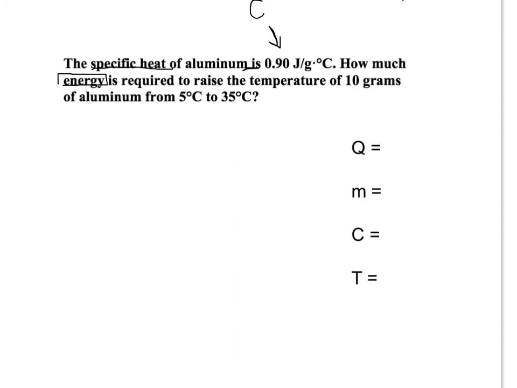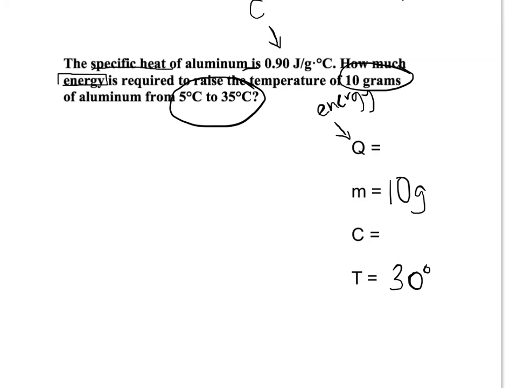And I know that Q means heat, but it also means energy. So I know that that's my energy. I see this, and I know that that's grams. So that's my mass. And I know that this is a change in temperature. So 35 minus 5 is 30 degrees Celsius. And my specific heat was already given to me, so I'm just going to record that: joules per gram times degree Celsius. I am looking for Q. That's what I'm trying to find.